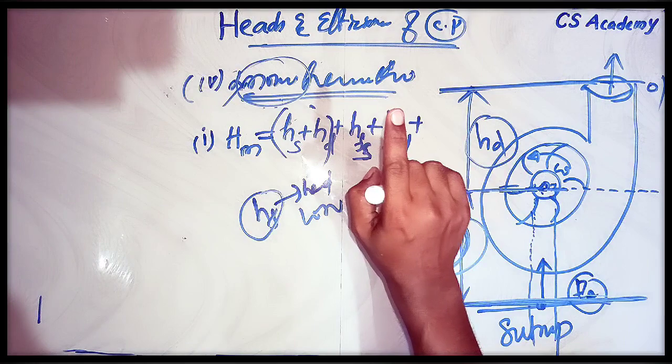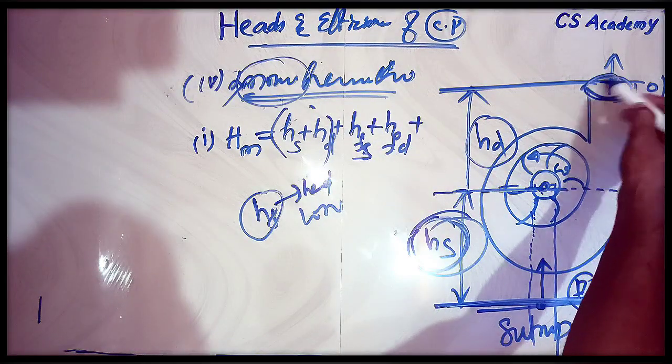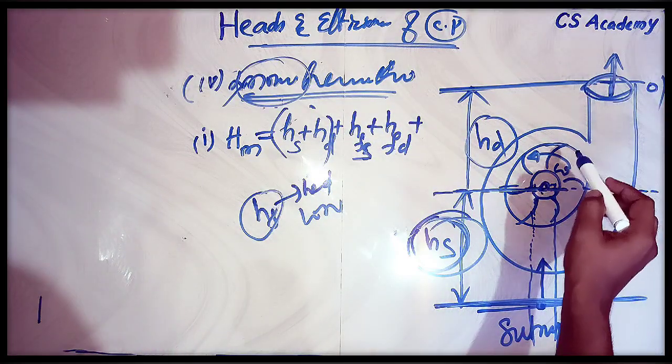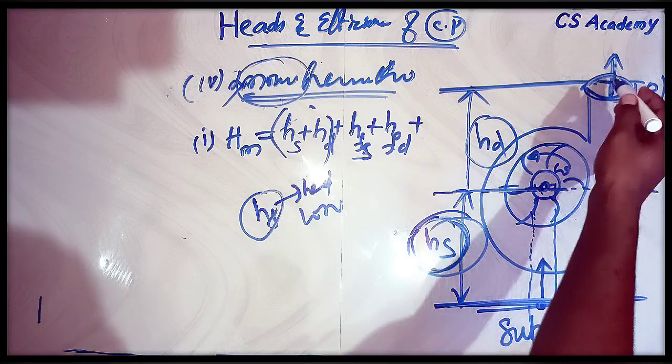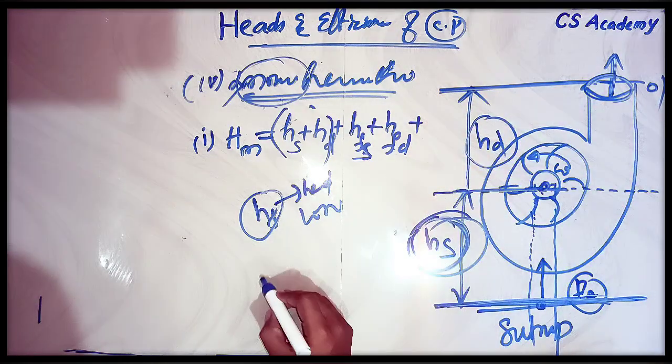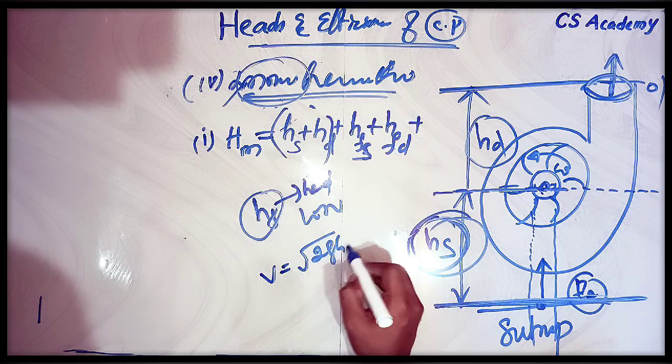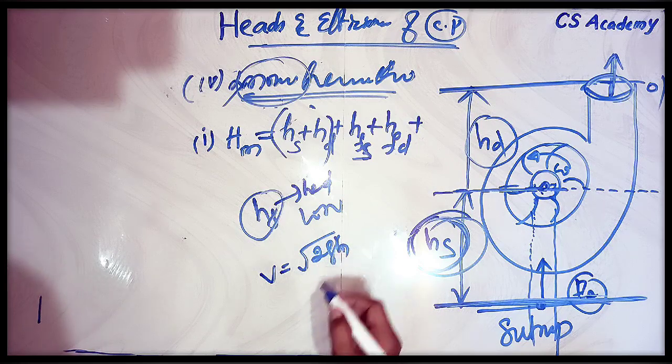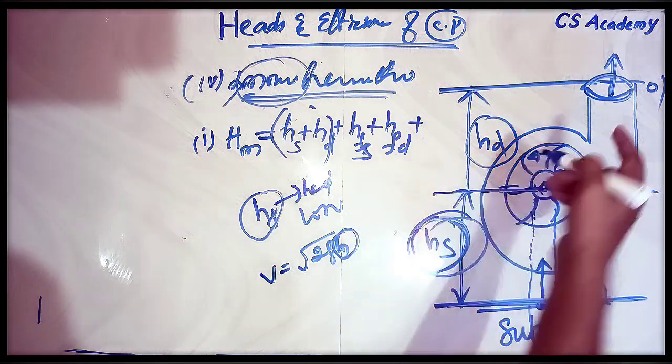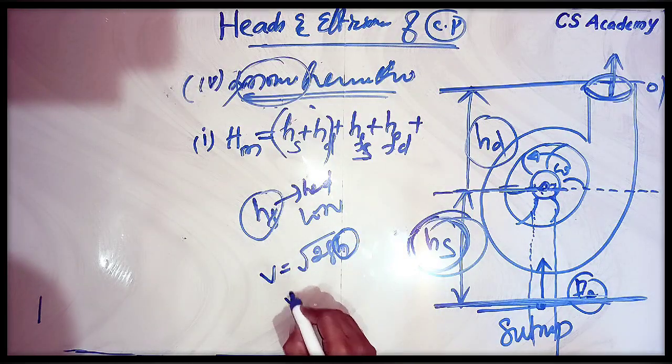And one more losses are there, those are the exit losses. There is some velocity of the fluid, and there are also some losses, that is the exit loss. As we know, V is equal to square root of 2gh, yes or no? So this is the head loss at the exit. If we want the head, we square both sides and divide by 2g.